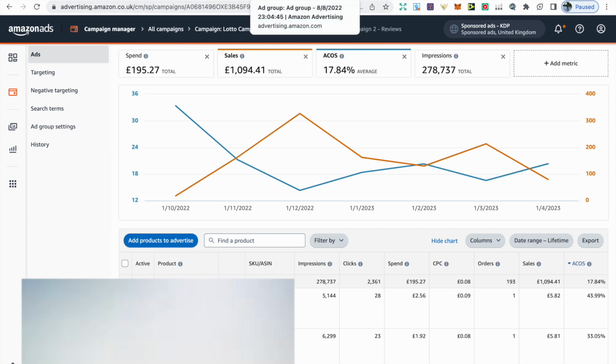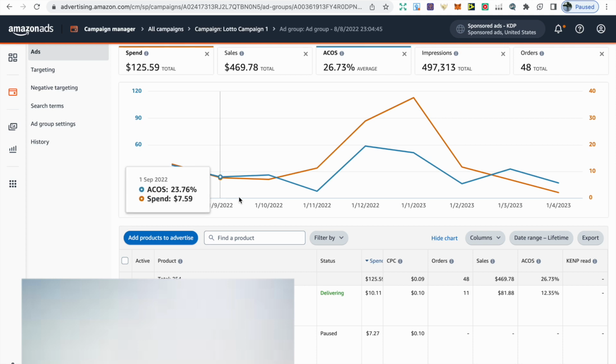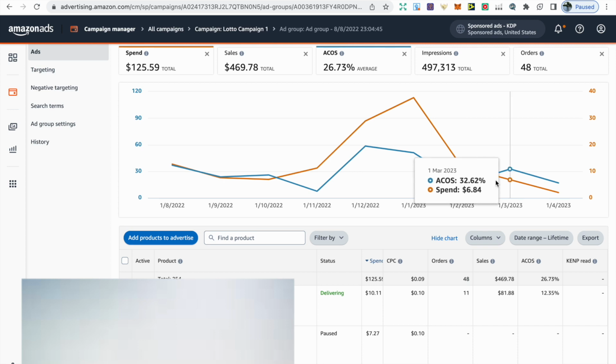Now, if I quickly take a look at the same lottery ad that I've been running in the US market, you can see I've got a total books there of 254. However, this hasn't been as profitable with an ACOS of 26.73%. But again, I've been running this ad since August, and it's just given a lot more visibility and traction to a lot of my books, which saves me a lot of time in setting up individual campaigns for.